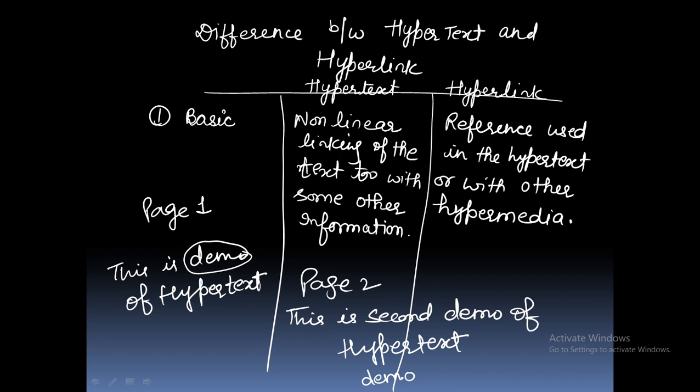So when we click this demo text, then our cursor will go page number 1 on where demo text is originally written. This is called the hypertext, non-linear linking of text to with some other information.